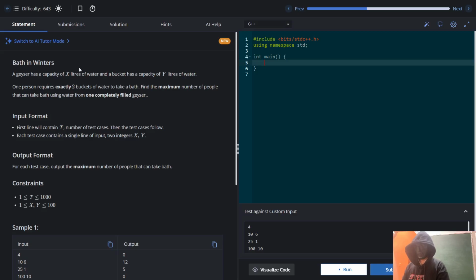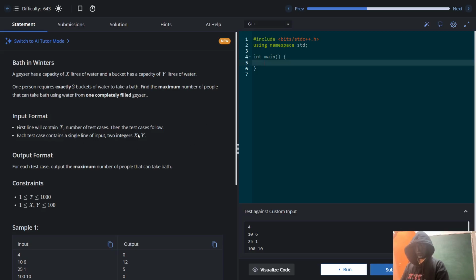So in this video I'll be solving the 38th problem and it says Bath in Windows. A geyser has a capacity of x liters of water and a bucket has a capacity of y liters of water. One person requires exactly 2 buckets of water to take a bath. Find the maximum number of people that can take a bath using water from one completely filled geyser. I'll explain it on the board.